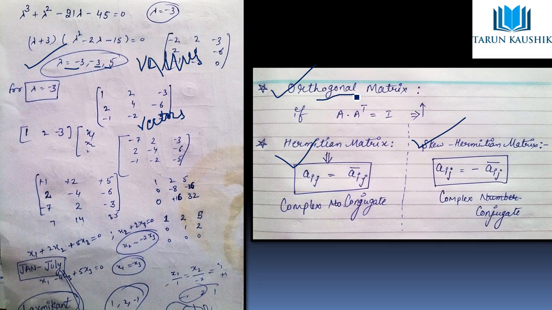What are orthogonal matrices? A matrix whose transpose, if multiplied with the matrix itself, gives the resultant matrix as the identity matrix. This is known as an orthogonal matrix.